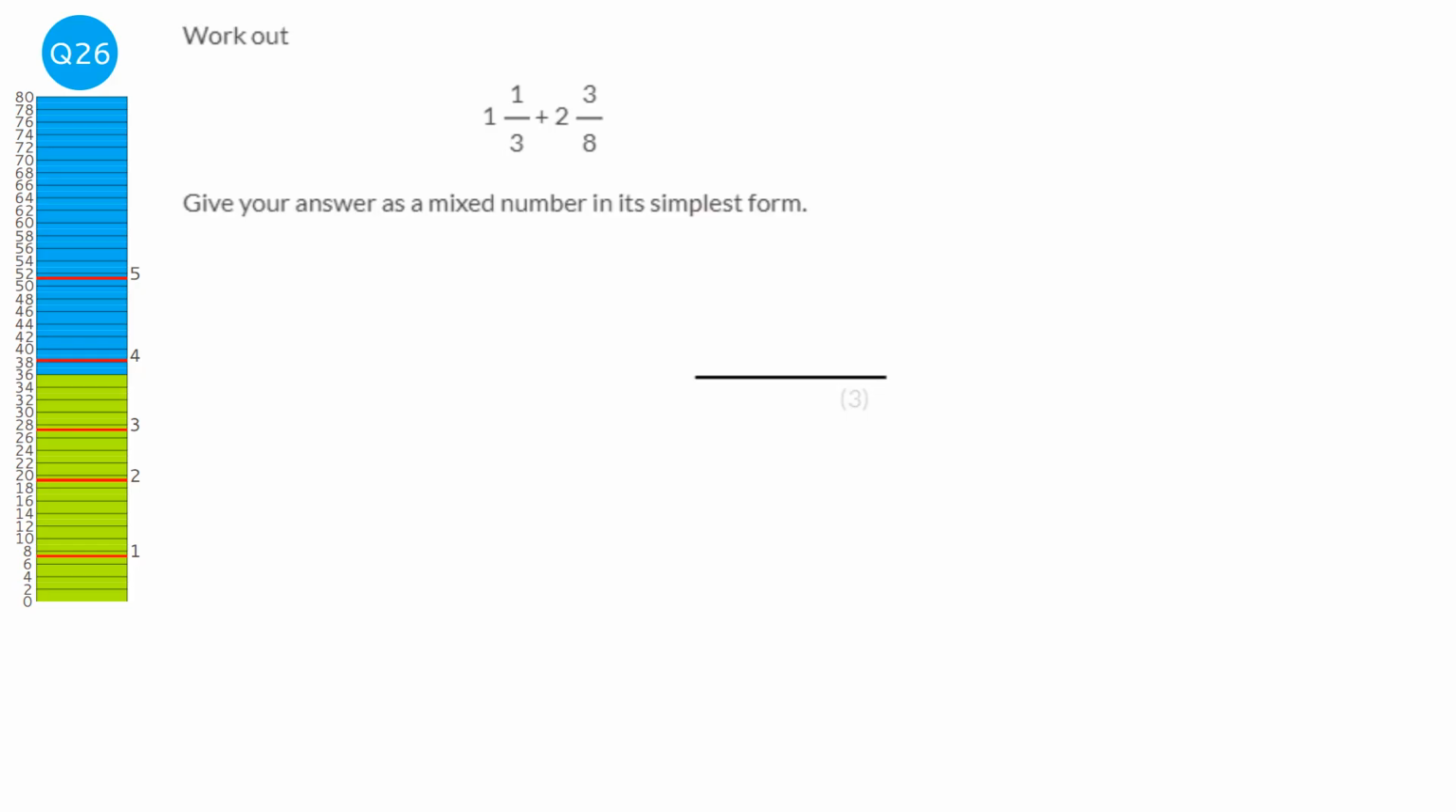A different way of writing this is 1 and 1/3 plus 2 and 3/8. So what we can do is just add the 1 and the 2 together to make 3. And then all we need to do then is find out what 1/3 plus 3/8 is. So we're looking for a common denominator between those two. And 3 and 8, if you write out the 3 and the 8 times table, the common denominator is 24, which is 3 times 8.